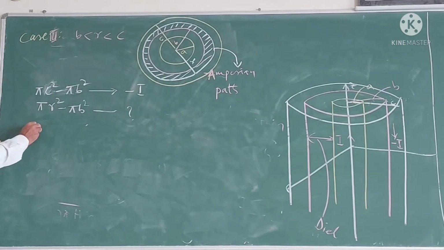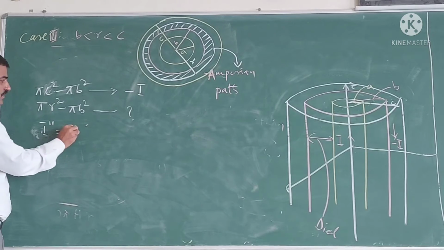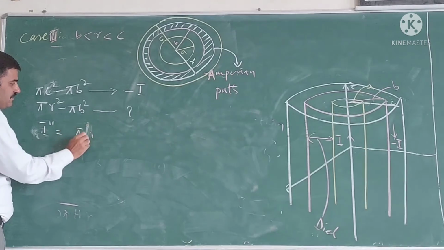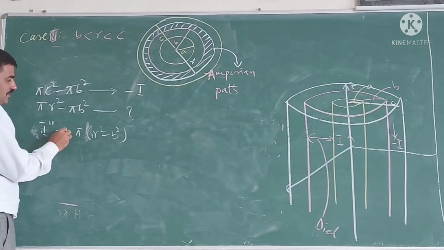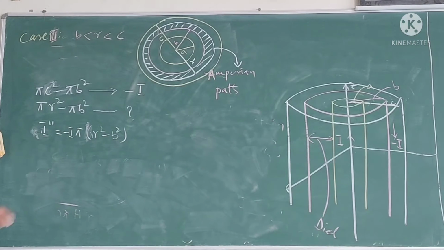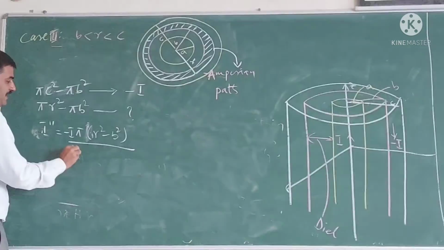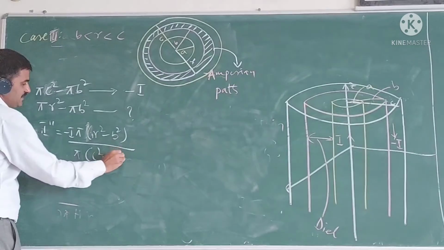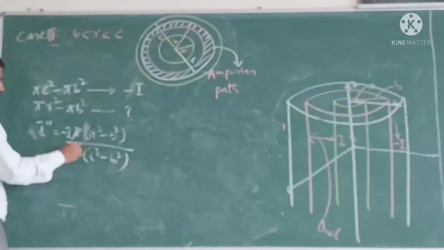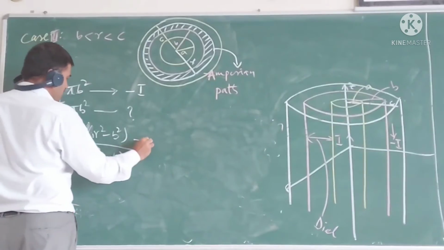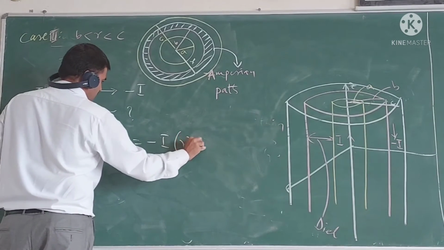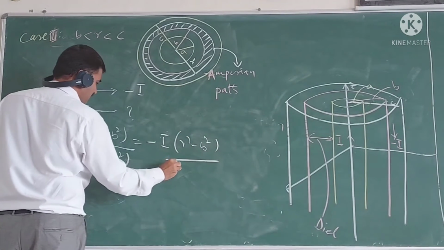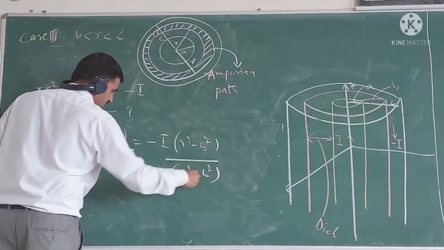Now I will call it I double dash, which is equal to pi r square minus b square times minus I, divided by pi c square minus b square. Pi gets cancelled. This is minus I times r square minus b square divided by c square minus b square.